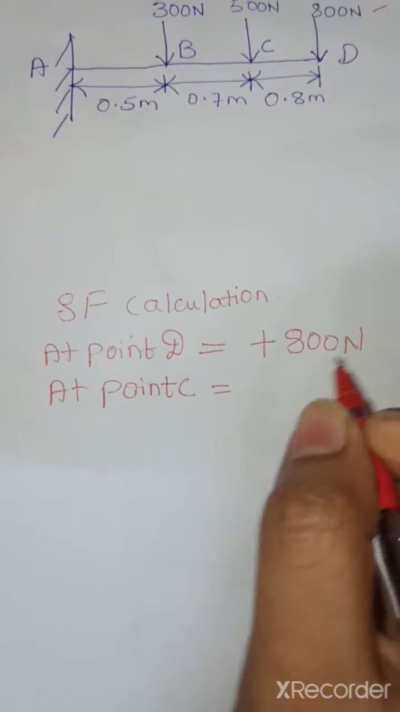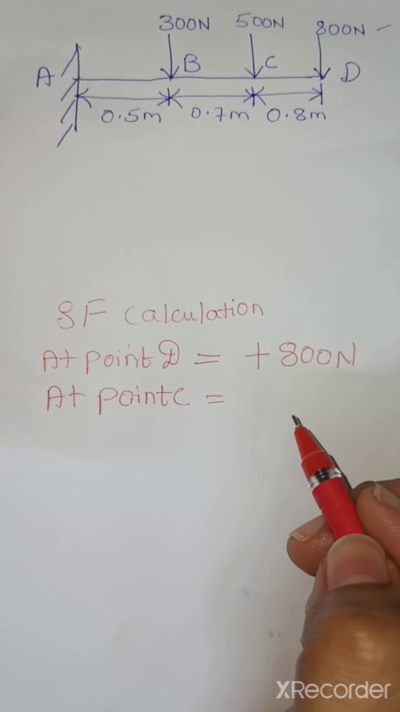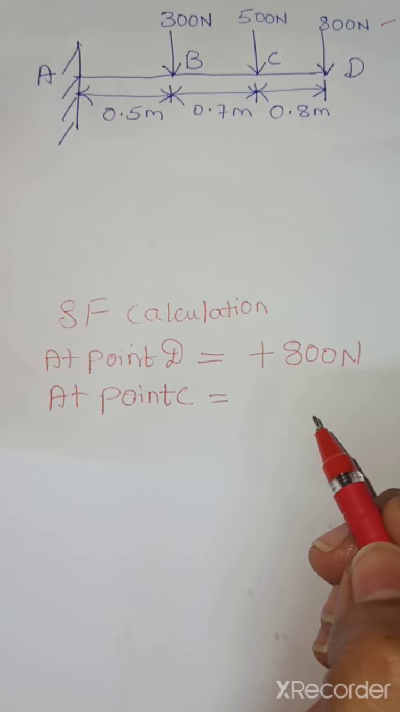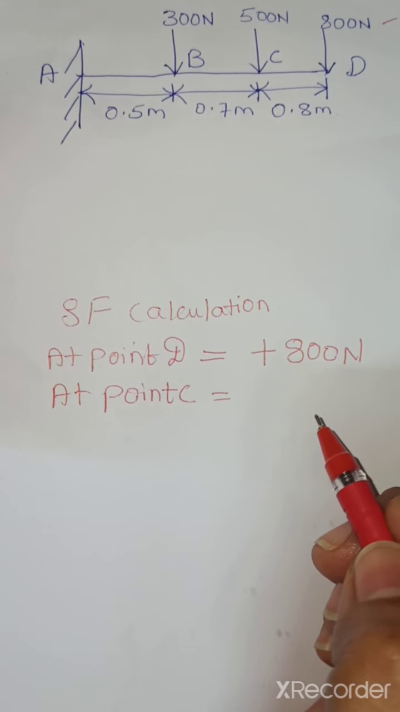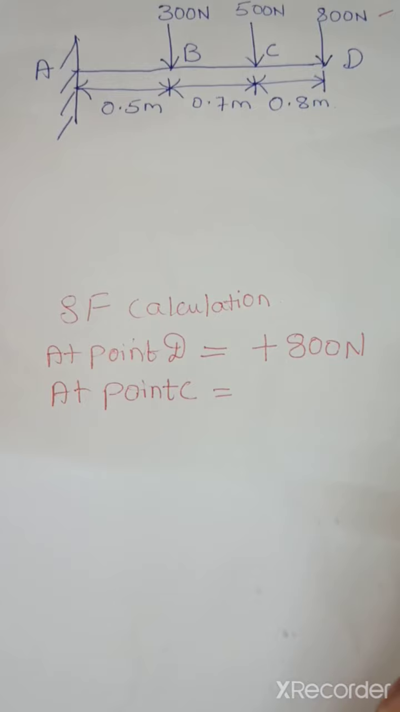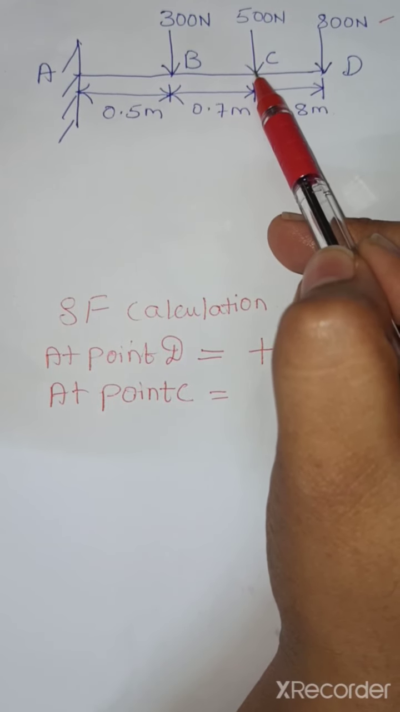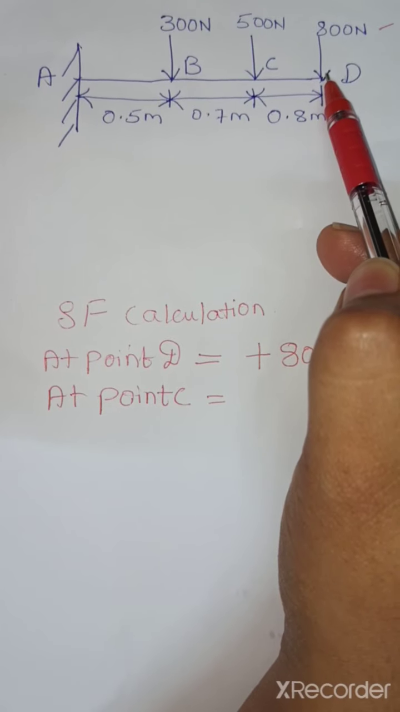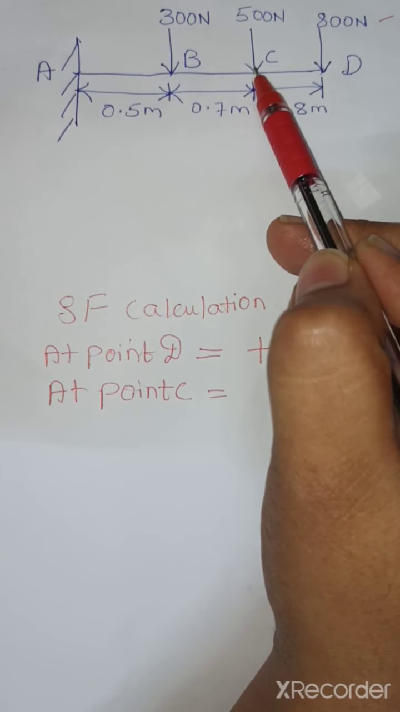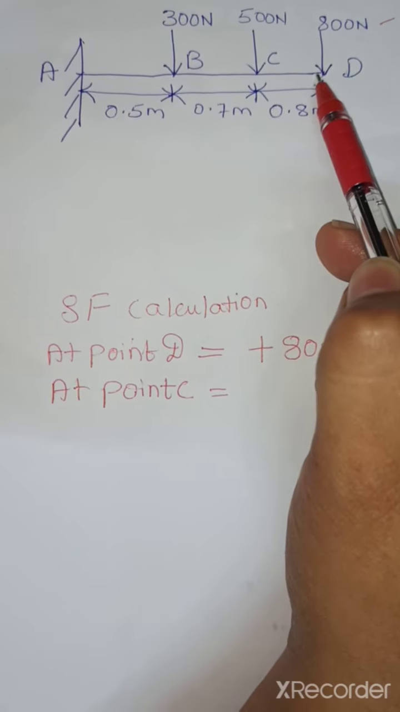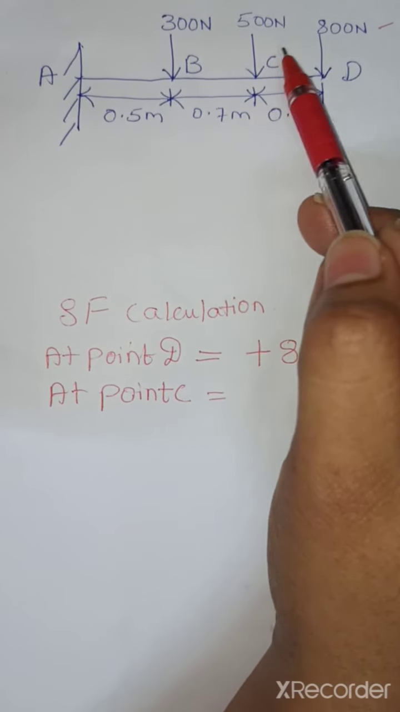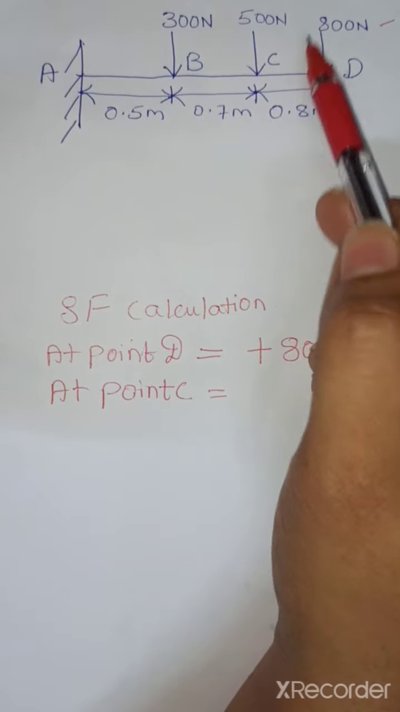So next at point C. As we know, shear force is nothing but the algebraic sum of all the forces either towards the left side or right side of the beam. Prior to point C, we have point D. Therefore, at point C, we have the effect of the force acting at point D also, apart from the 500 Newton which is acting at point C.